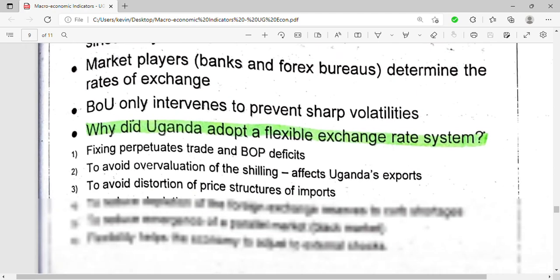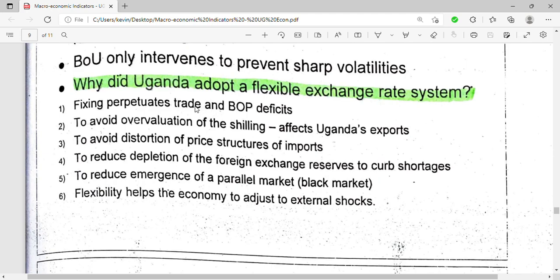So let's look at the reasons why Uganda adopted a flexible exchange rate, like when it keeps on changing according to the market forces of demand and supply. First is that fixing perpetuates trade and BOU deficits. Once you fix the exchange rate, it may discourage people from carrying out trade because you might fix the exchange rate that is too low for them, so it may discourage them from carrying out trade.